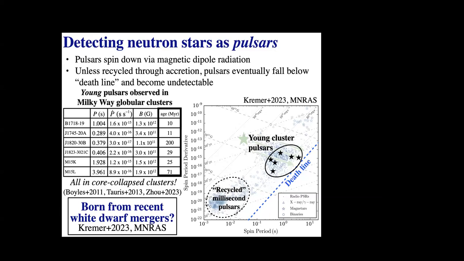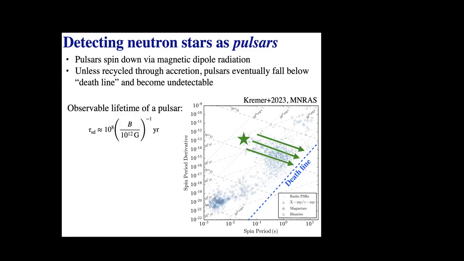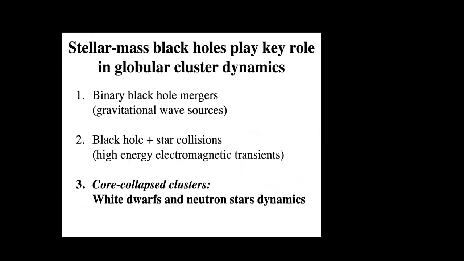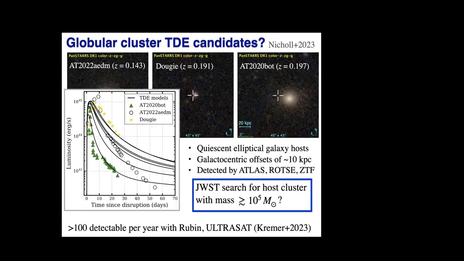A question about the off-center TDE candidates. Wouldn't they be easier to make with intermediate mass black holes? I mean, wouldn't you be selecting out preferentially star clusters that had intermediate mass black holes?